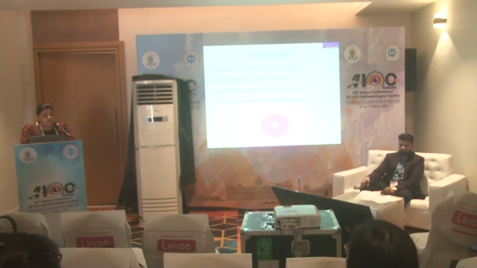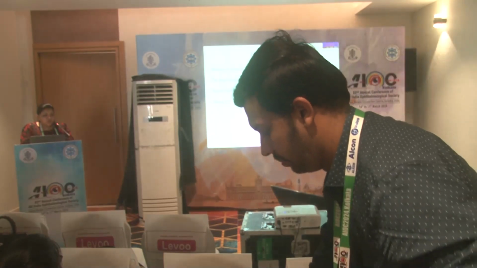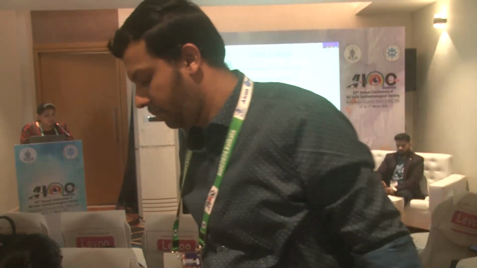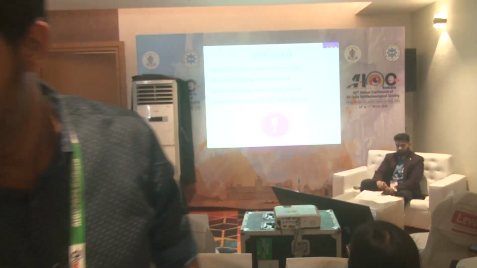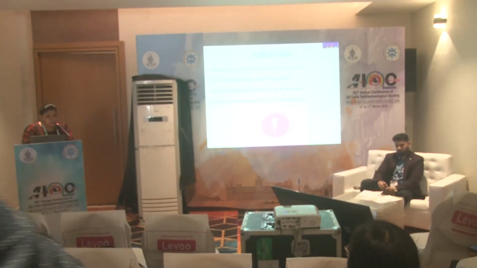So anterior uveitis is the most common entity in a hospital. The most common etiology was found to be idiopathic, and among infectious it was tuberculosis, and among non-infectious it was HLA-B27.